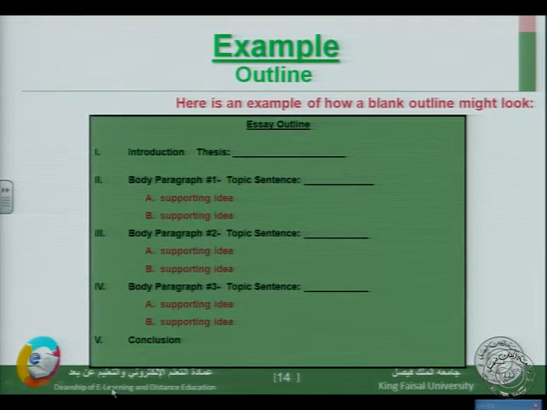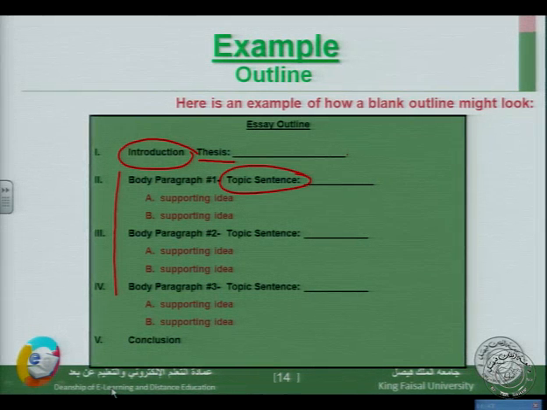Here, for example, this is a kind of a sample of how we can outline our essay. This is a very simple example. You need to put it like this way. Introduction, your thesis, you have the general thesis statement, and the thesis statement decides how many body paragraphs you will have. In each body paragraph you should have a topic sentence.